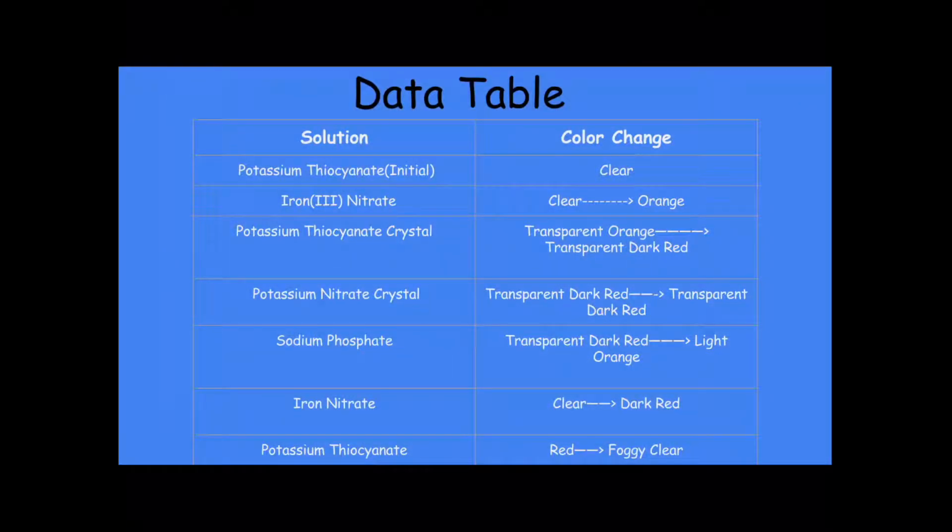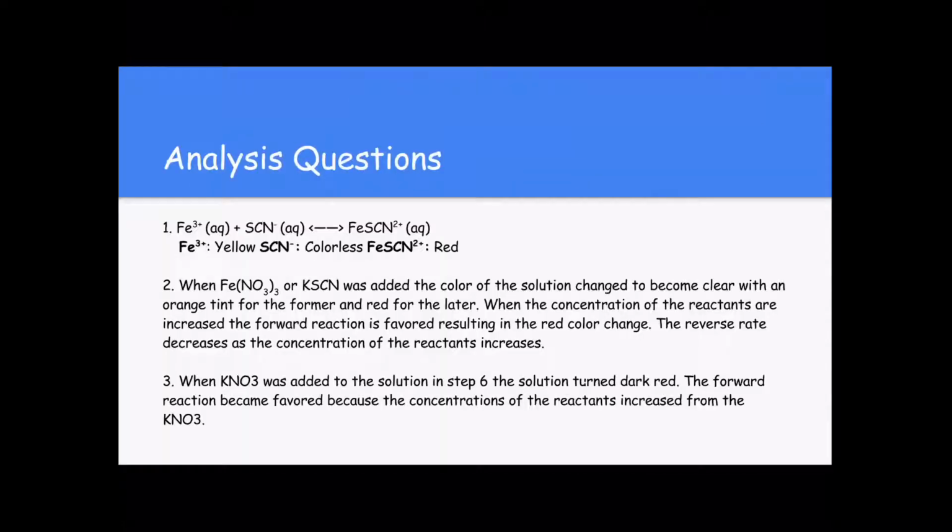This data table concludes the color changes of clear to orange, transparent orange to dark red, dark red to light orange, clear to dark red, and red to foggy clear. Analysis questions. Iron 3 ions plus thiocyanate ions yield iron thiocyanate 2+, iron being yellow, thiocyanate being colorless, and the end result being dark red.